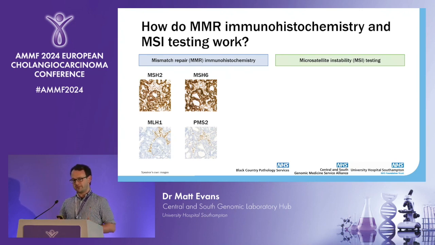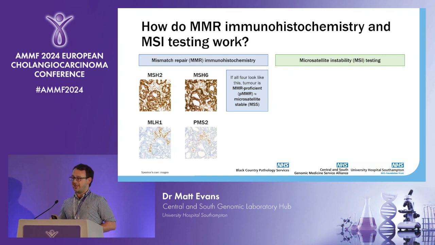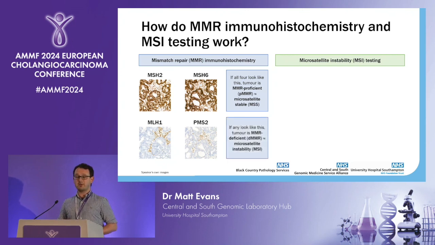If all 4 of those slides look very, very brown and not very blue, the MMR system is working normally. We call the tissue MMR proficient. However, if any of the slides look like the two which I've shown you on the bottom, like MLH1, PMS2, that means the MMR system is not working normally. That means that the tissue is MMR deficient, and those are the ones that may respond to immunotherapy. Very conscious that I'm making pathology sound quite straightforward. I promise it's not just brown and blue.